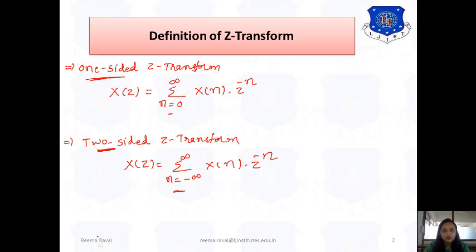In the example given to you, you will use this Z transform according to the range of n given to you, and you will find the x of z. Now what the Z transform actually does is transform the given discrete time sequence into Z domain. So whenever you find the Z transform, the original time domain sequence will be converted into Z domain, right? So whenever you are asked to find the Z transform, that means you will find x of z from the given x of n.